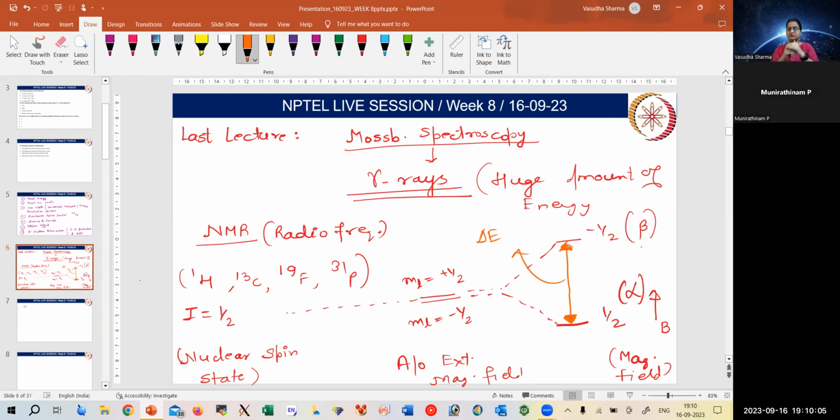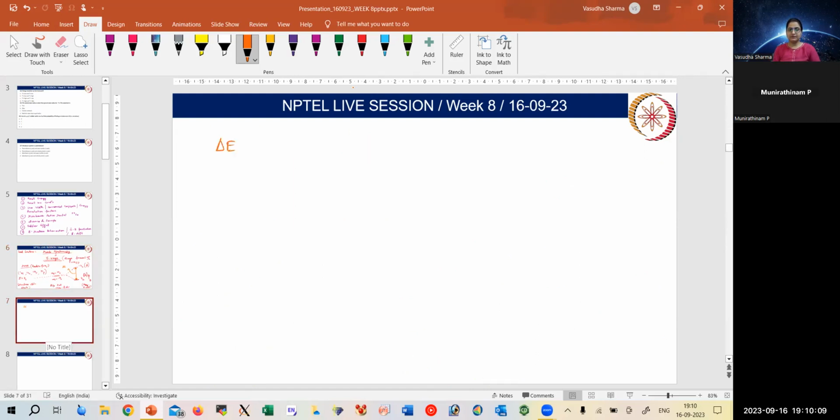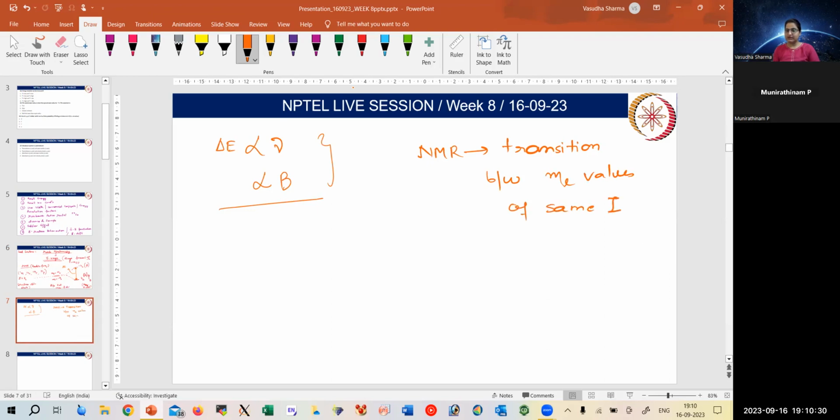There is a difference of energy between the two states, and that difference of energy is dependent on the frequency and the magnetic field that we are giving. So in NMR, the take-home message is that the transition happens between ML values of the same I. The nuclear spin state is the same, but the ML values are different. So in NMR the transition happens between those, and it requires a radio frequency.